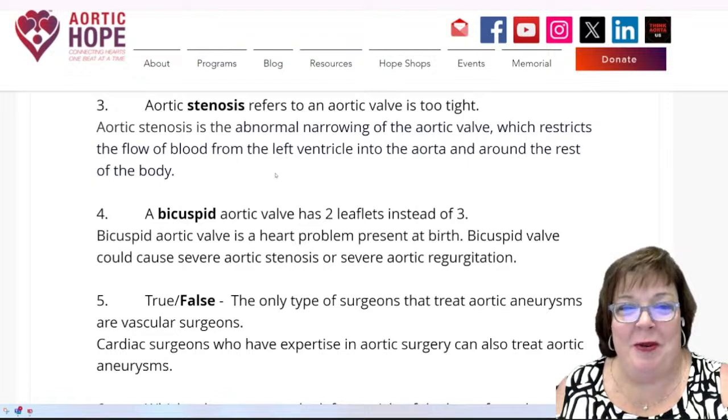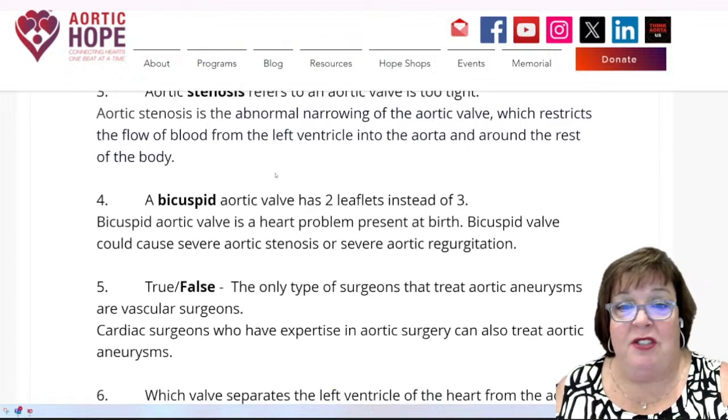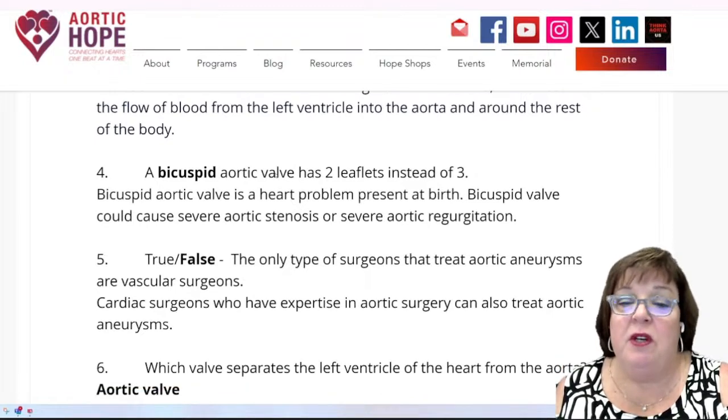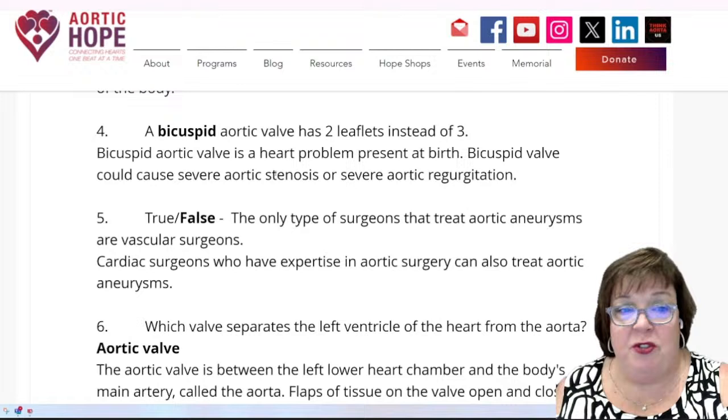A bicuspid aortic valve has two leaflets instead of three. Bicuspid aortic valve is a heart problem present at birth. Bicuspid valve could cause severe aortic stenosis or severe aortic regurgitation. True or false? The only type of surgeons that treat aortic aneurysms are vascular surgeons. Obviously, this is false.